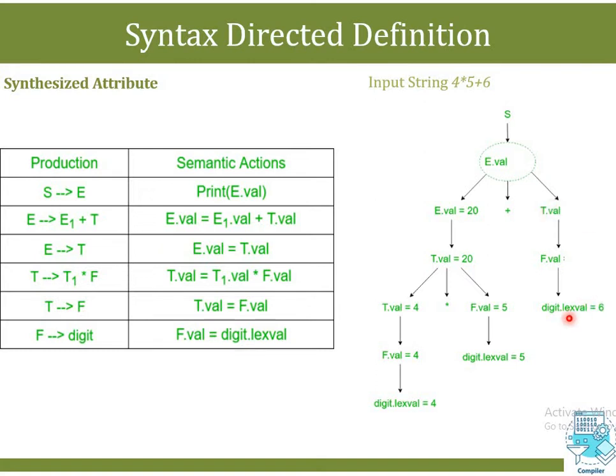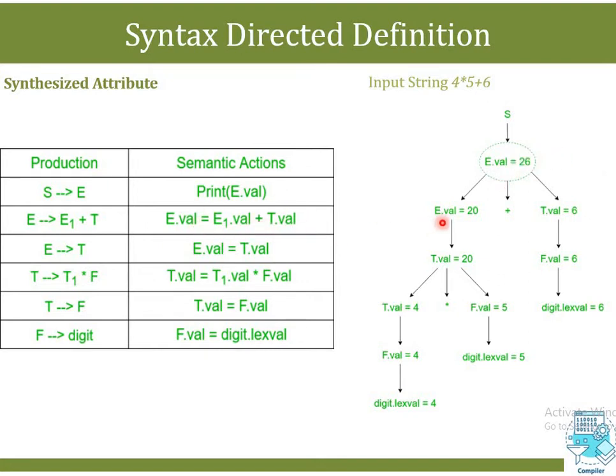So we'll just go to the leaf node. digit dot lex val equal to 6 in our input string. The last input is 6. So digit dot lex val will take the value 6, F dot val will take the value 6, then T dot val will also be 6. Now you know the value of E dot val and also T dot val. Now what happens? Here, what's the rule? E dot val is equal to E1 dot val plus T dot val.